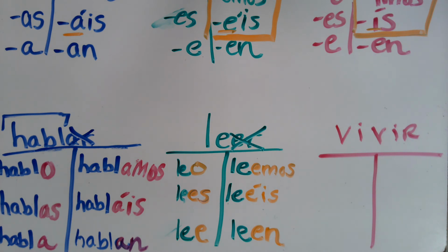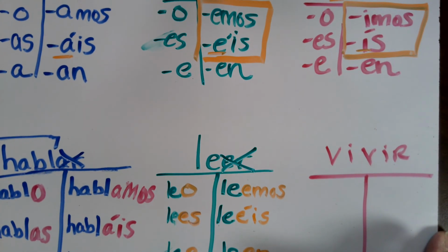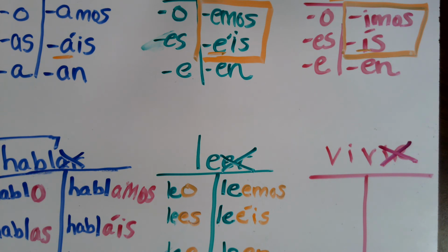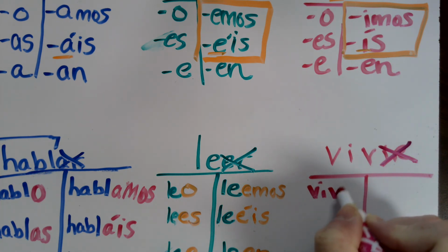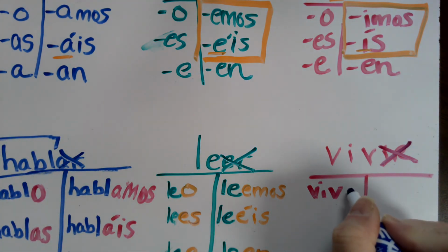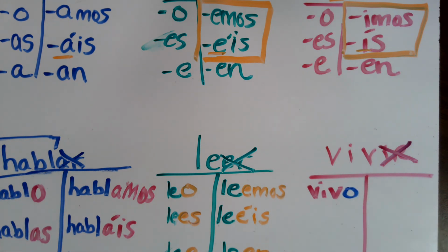Okay. Last one, the verb is vivir, which means to live. For vivir, exact same thing. The first step, cross off the IR. Second step, write my stem, check my ending for yo, and it would be yo vivo, I live. For the tú form, I write my stem, check my tú ending, es, and you live will be tú vives.